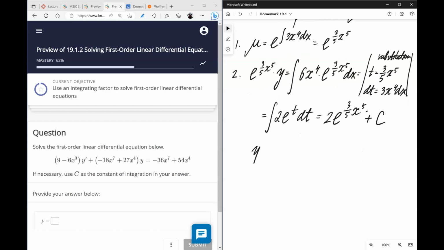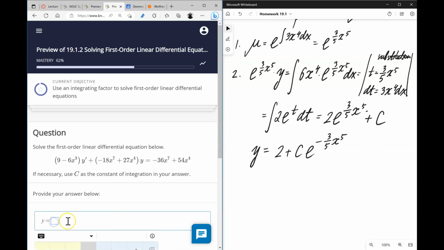The final answer is y is equal to 2 plus c e to the power negative 3/5 x to the power 5. Now we use, there's no initial condition to use, so we are done. So we have 2 plus c e to the power negative 3/5 x to the power 5.